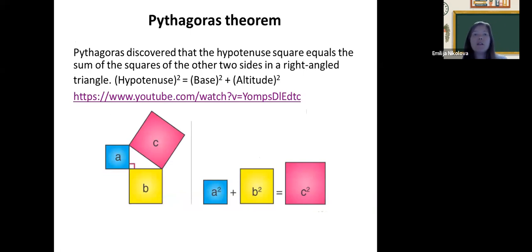Now we have the Pythagorean theorem. Pythagoras discovered that the hypotenuse squared equals the sum of the squares of the two sides in right angle triangles. The Pythagorean theorem is one of the most important theorems and is used a lot. We will see later. So this is what it means: the area of this square a squared plus the area of b squared equals c squared, the area of this big square.